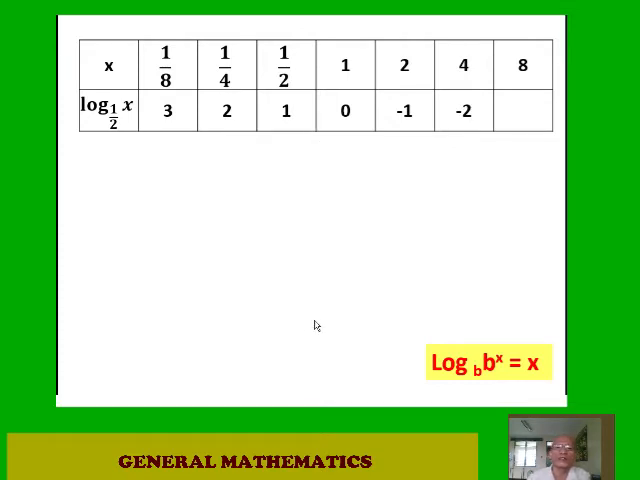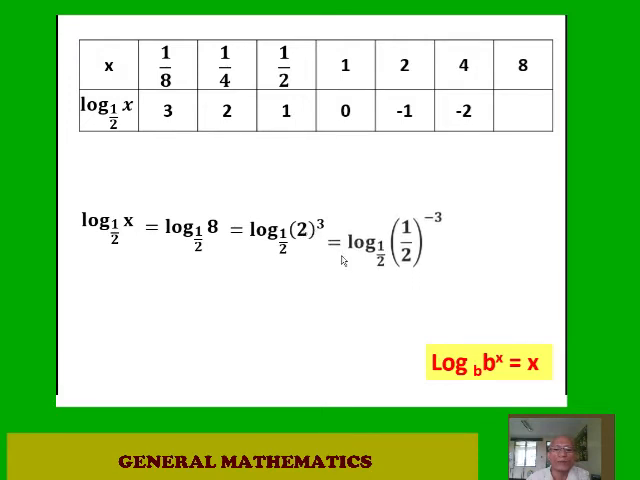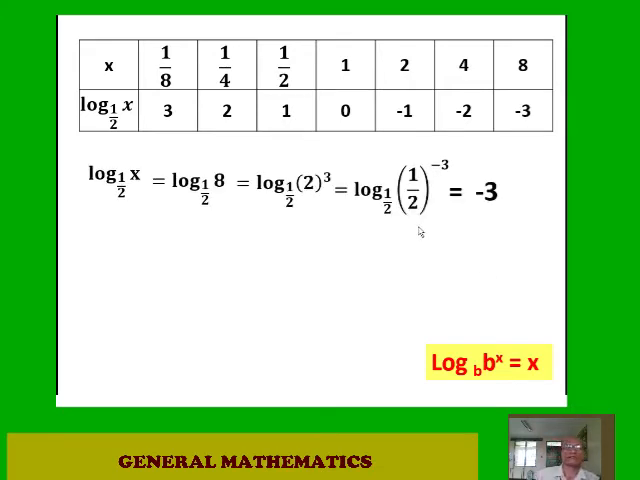Okay? Another one, log 8 base 1 half. We replace x with 8. We will express 8 as 2 cubed. Change 2 into 1 half by getting its inverse, and exponent is negative. Okay? So they have the same base. The value of this logarithm is equal to the exponent negative 3. Okay?